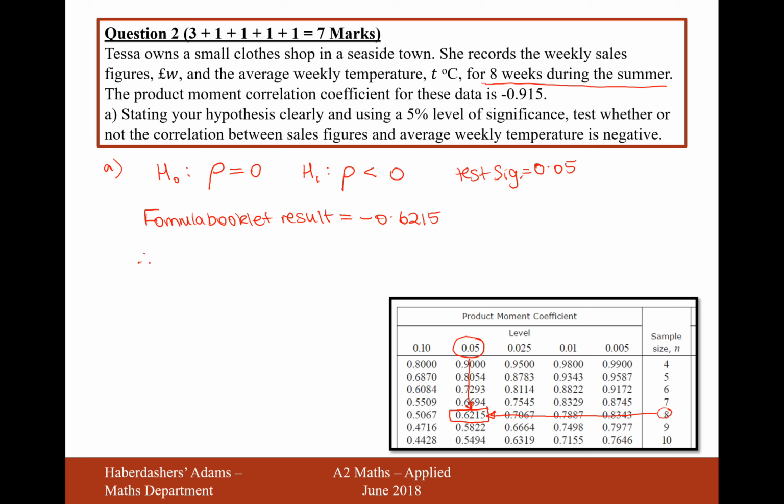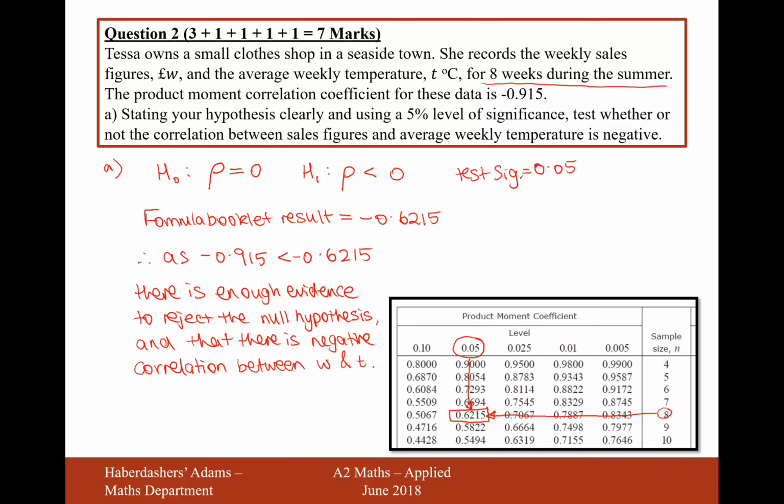So therefore, as minus 0.915, which is very good negative correlation, is less than minus 0.6215, there is enough evidence to reject the null hypothesis and conclude that there is negative correlation between weekly earnings and temperature. So there we are, that's our little conclusion after this hypothesis test. So it's just comparing on the formula booklet table and then making a decision as to whether there is correlation or there is not correlation.